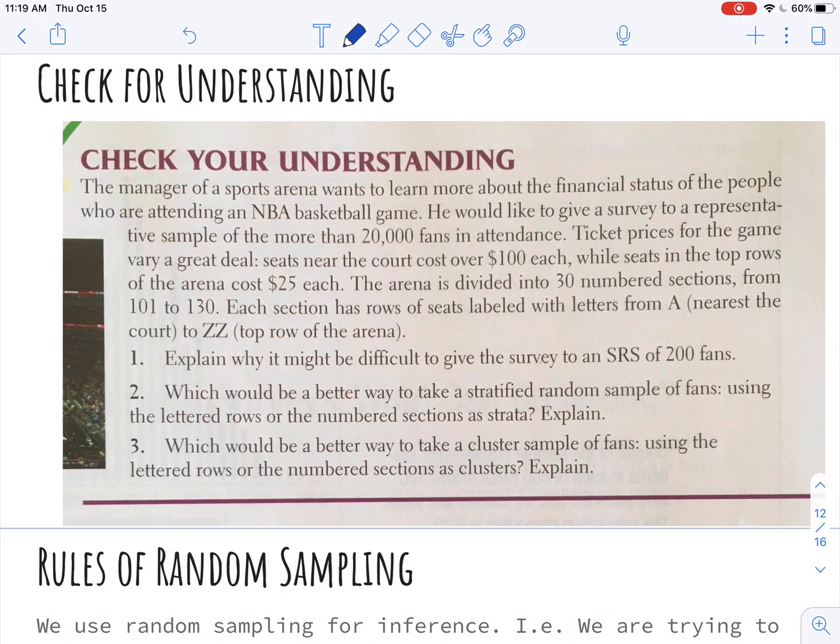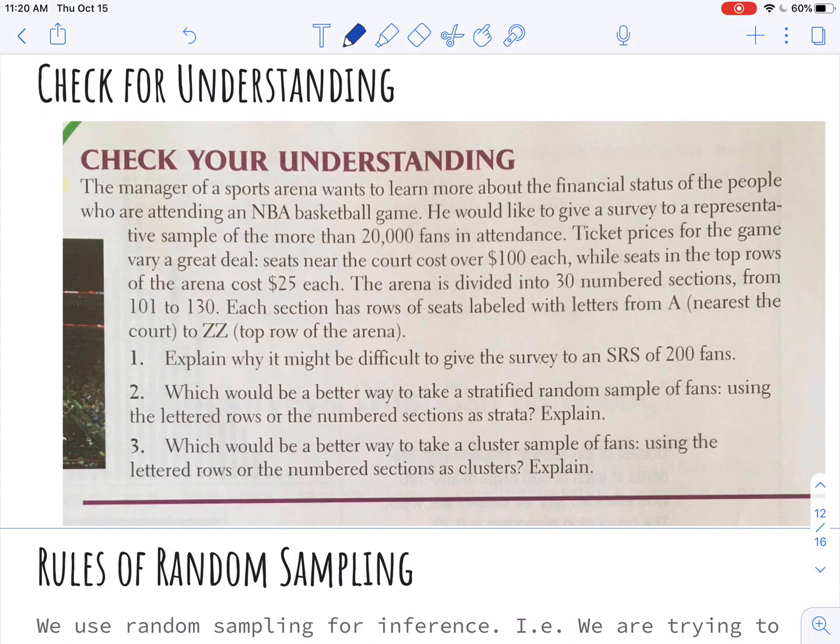Why is it going to be difficult to survey a simple random sample of 200 fans? If you just assign each seat number a random number and then choose random numbers and go find those people, who knows if they're going to show up? Who knows if they're in the bathroom? Who knows if they're going to the concession stand? You're going to have to hunt them down. You're going to have to fight through rows, etc.